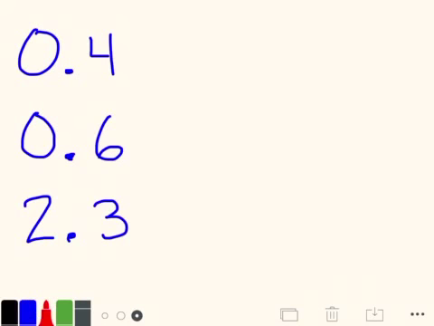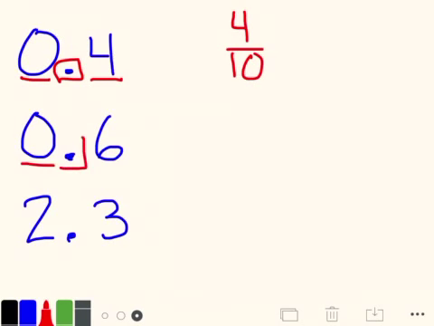All right, you had a few seconds. The first one up here I would read as 0 and 4/10. There's a 4 in the tenths place. And as a fraction, that would be 4/10. 0 and 4/10. The second one would be 0 and 6 in the tenths place. So that would be 0 and 6/10, or as a fraction, 6/10.